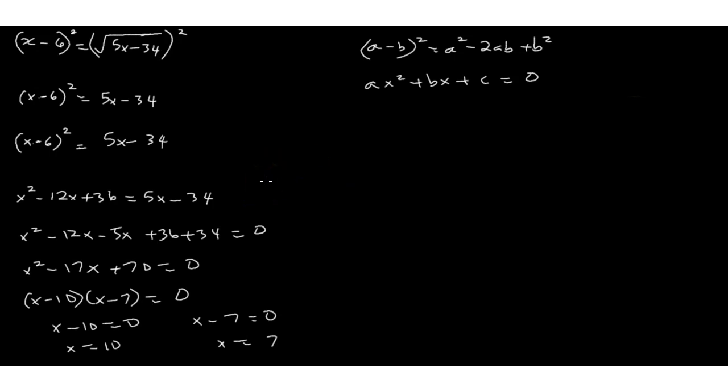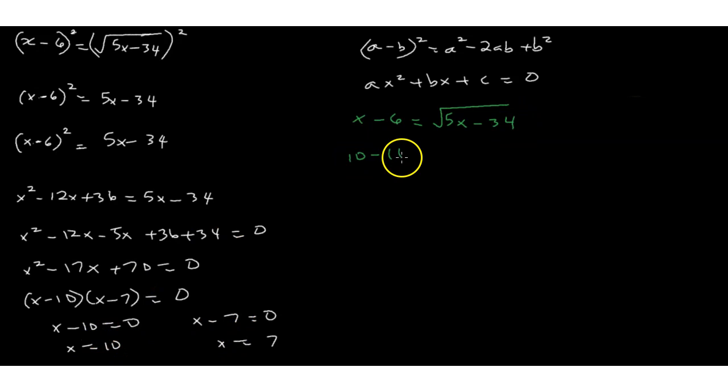We need to check for extraneous values, and the way to do that is to resubstitute each of these values into the original equation that we're given to see if the values give us a valid relationship between both sides of the equation. So our original equation is x minus 6 equal to the square root of 5x minus 34. So now we're going to substitute x equal to 10.